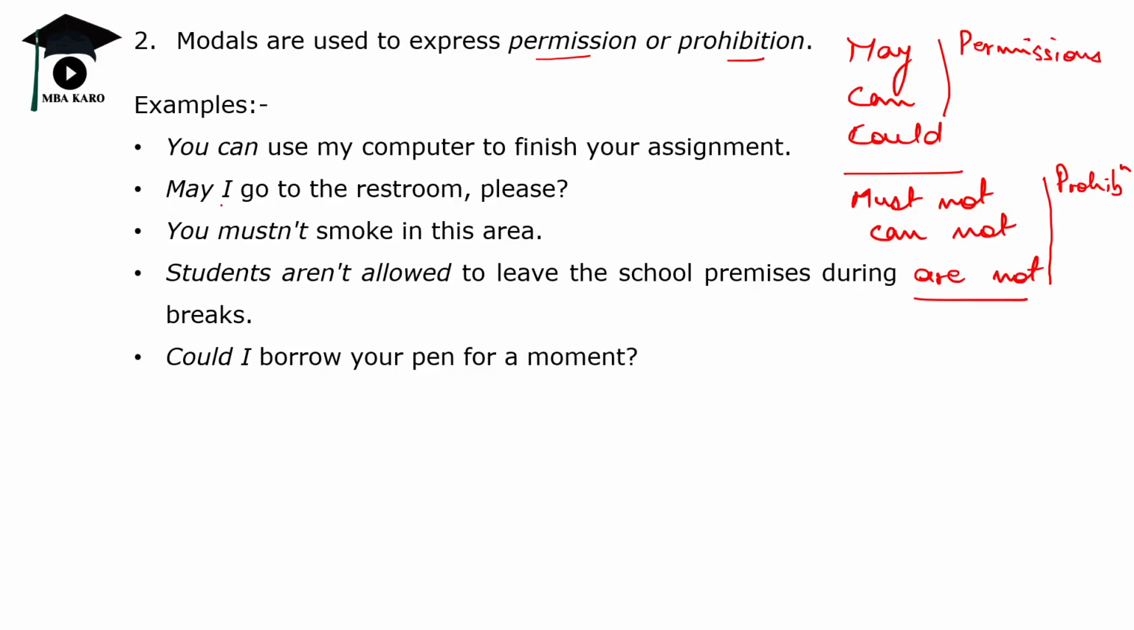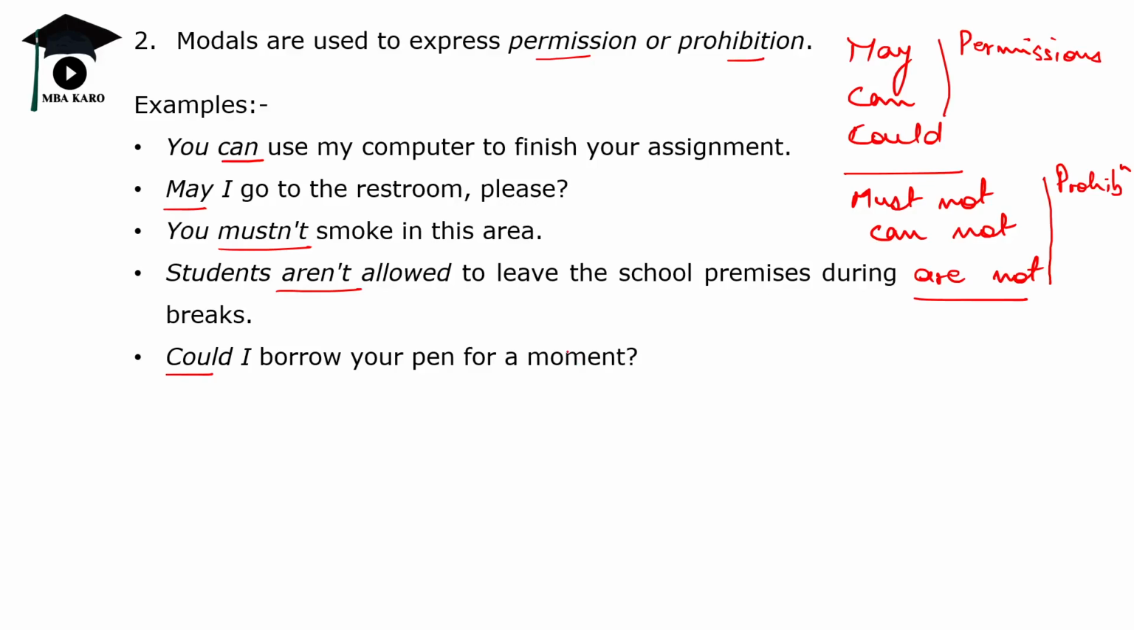So now let's see the examples. You can use my computer to finish your assignment. May I go to the restroom, please? So here they are asking permission, here they are granting permission. You mustn't smoke in this area. Prohibition. Students aren't allowed to leave the school premises during breaks. Prohibition. Could I borrow your pen for a moment? Permission.